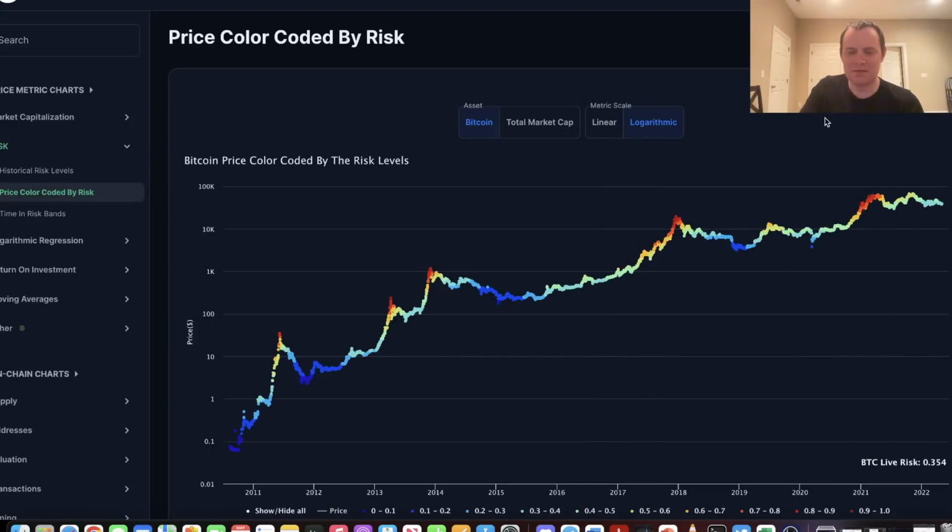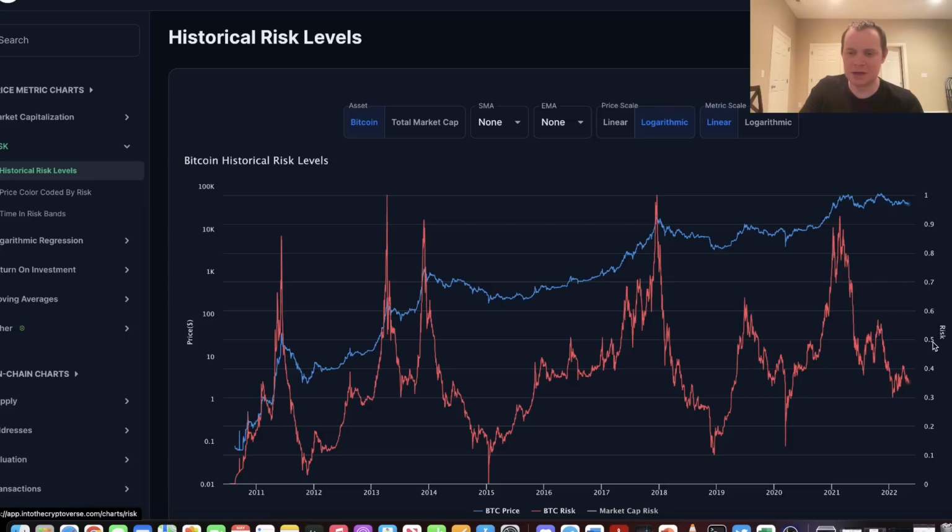Yes, it's 0.354. And if you go to the historical risk level chart, you can see we're sort of rolling over here a little bit. It remains to be seen if we're going to continue to emulate this or not. If we do emulate 2013, which again is a big if, it still means going back down to closer to the 0.3 risk level, right? It still means going back down to the lower 30Ks.